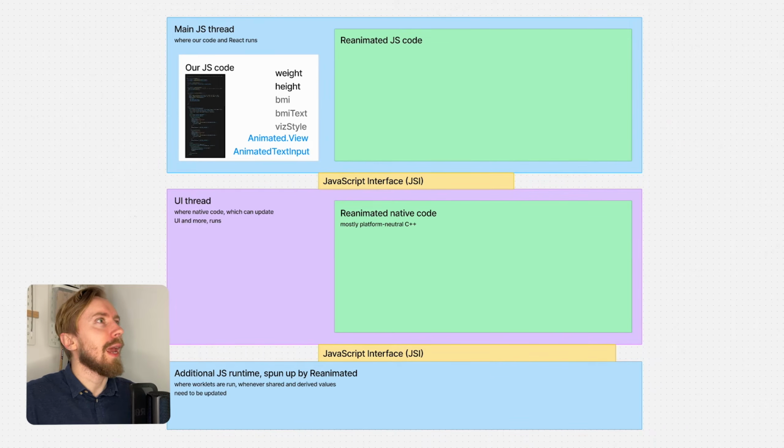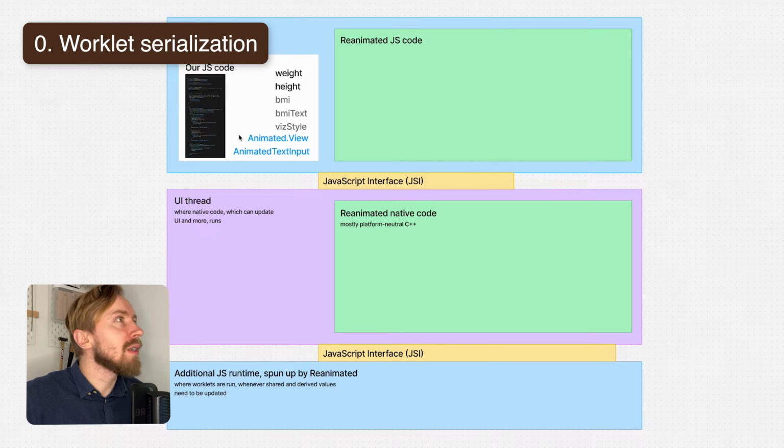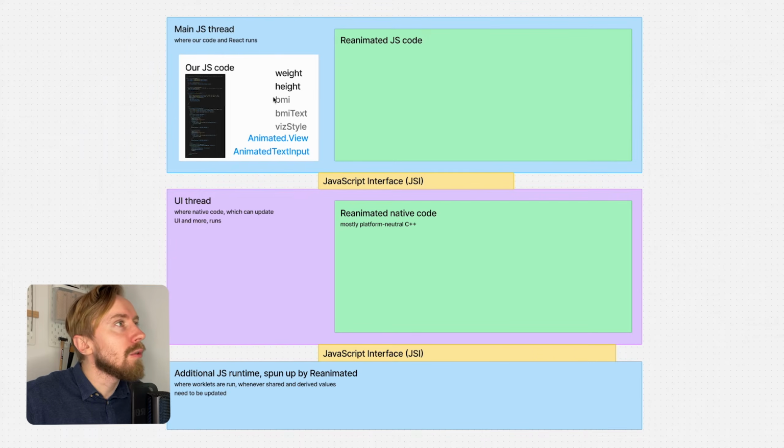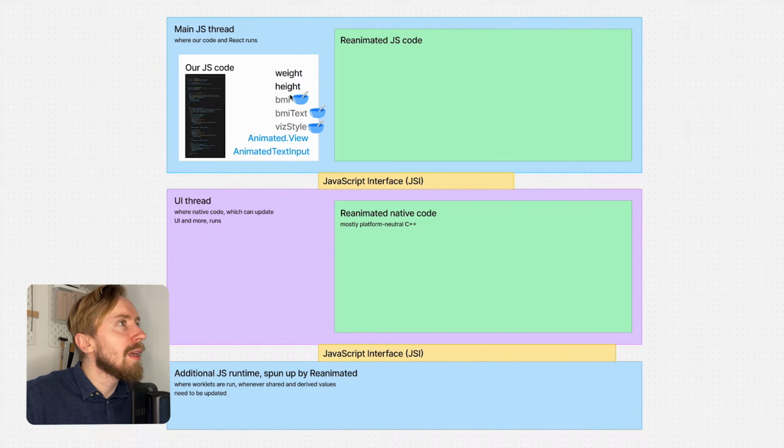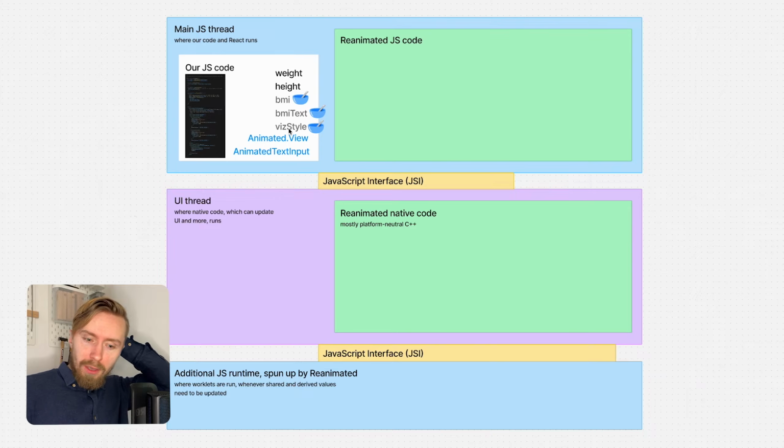Let's start at the beginning. In fact, let's start before the beginning. As mentioned, the first thing that's going to happen to our JS code is that during the build phase, these derived values, these values that are the result of the execution of worklets, those worklets get serialized. So let's symbolize that. I have this nice emoticon here. Here we go. We have 3 serialized worklets.